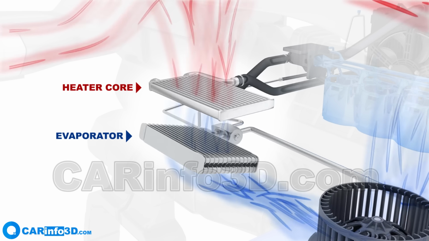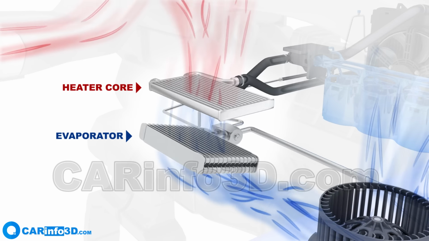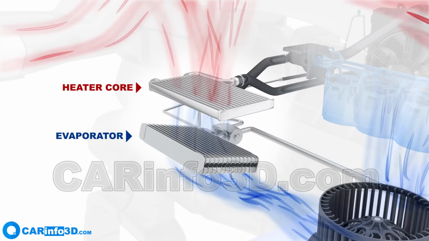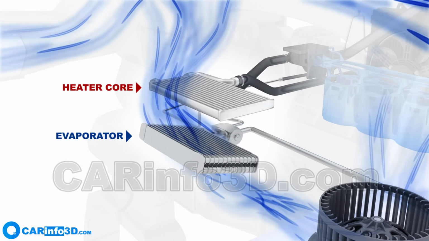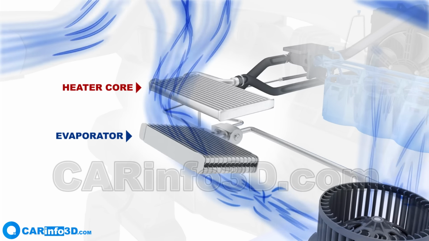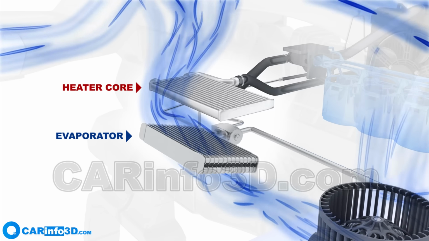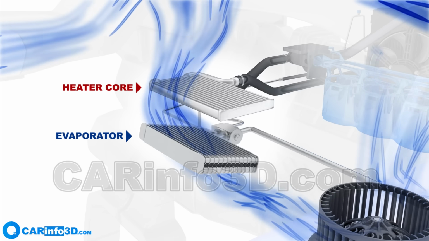The heater core heats the air that enters the passenger compartment. The air conditioning evaporator cools down and dehumidifies the inlet air. Additionally, the air is partially cleaned of small particles.